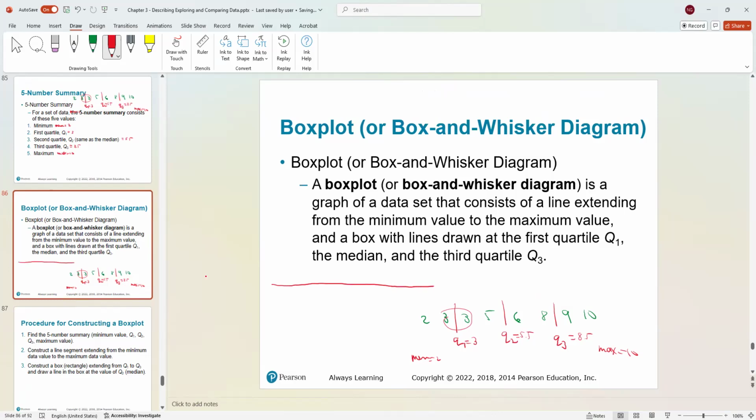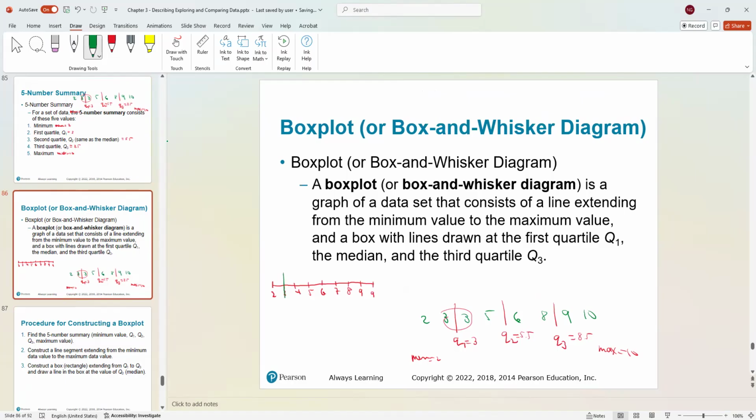Suppose this is a number line. So in that number line, I have 2, 3, 4, 5, 6, 7, 8, 9, and 10. You know what? I'm going to remove this and put the number line into this, because the smallest data is 2 and the largest is 10. Now identify where Q1 is located. Q1 is located at 3.